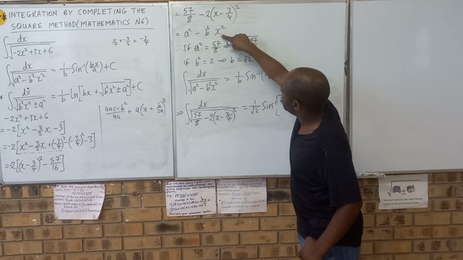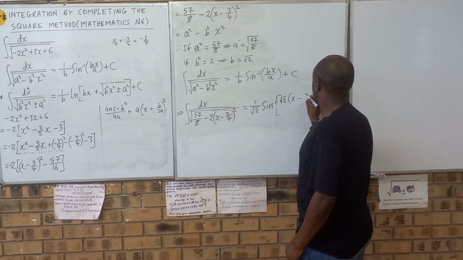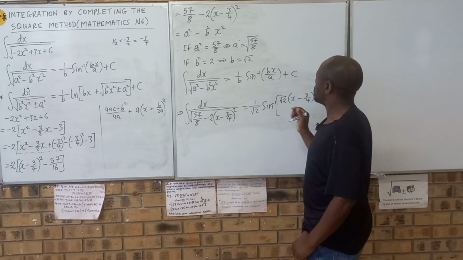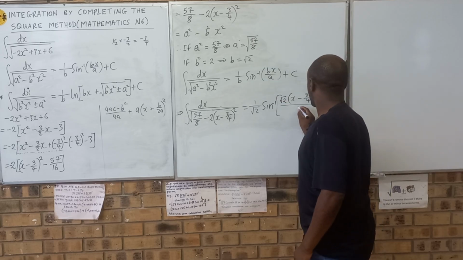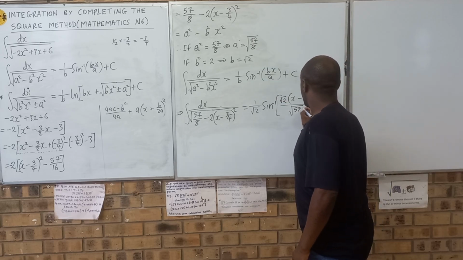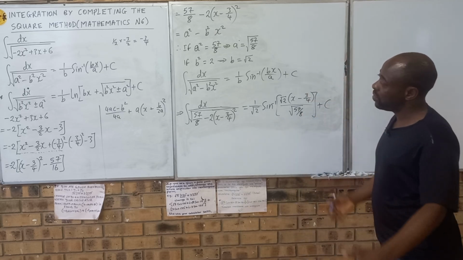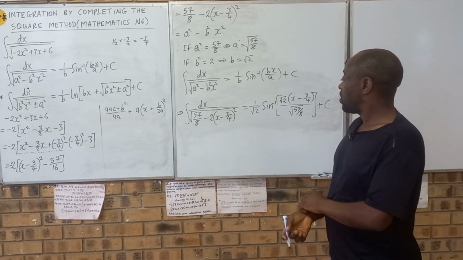Whenever I hear of x, I must use x minus 3 over 4, and this time on the right hand side there is no square there, then at the right, the a is root 57 over 8, then plus c. So this is how easy it is to complete the square of this problem.